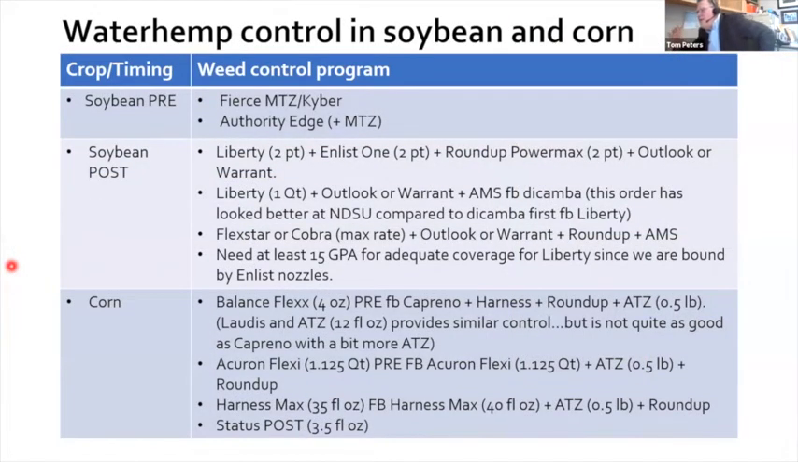Okay, so this is a busy slide. This is one where you might want to get your camera out. What this slide shows is the best programs that we know in soybeans and corn for controlling water hemp, okay? So some of these herbicides might have rotational restrictions again, so you've got to take a look at that. But if you want a list of good water hemp programs, here's the list.